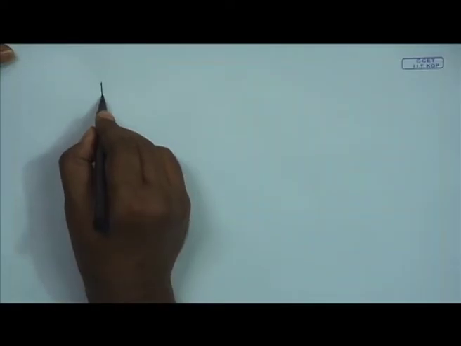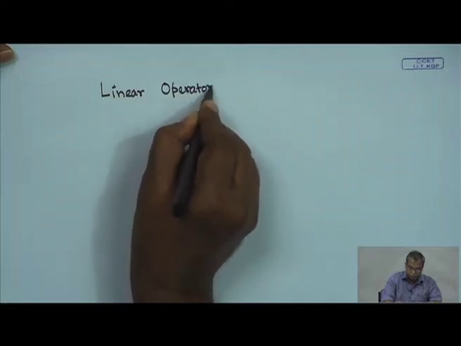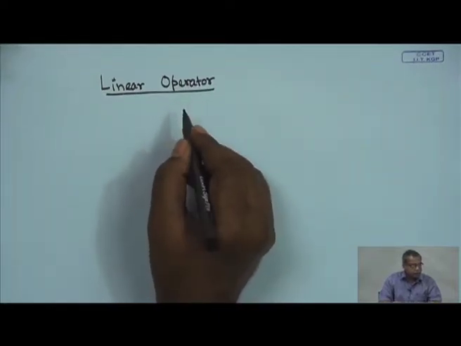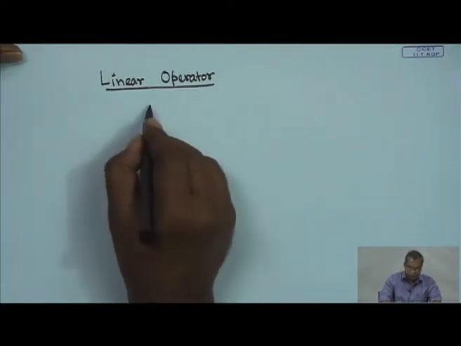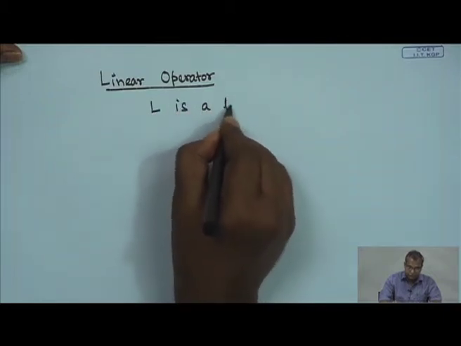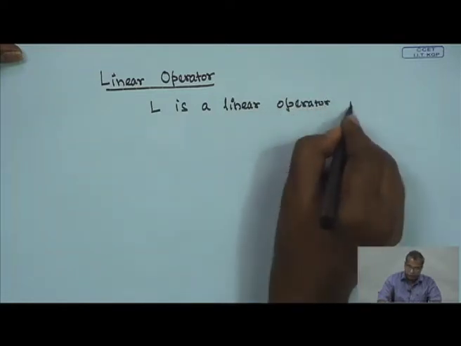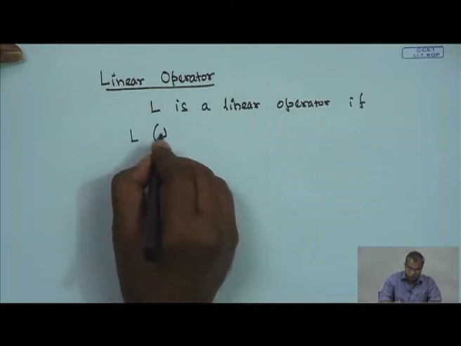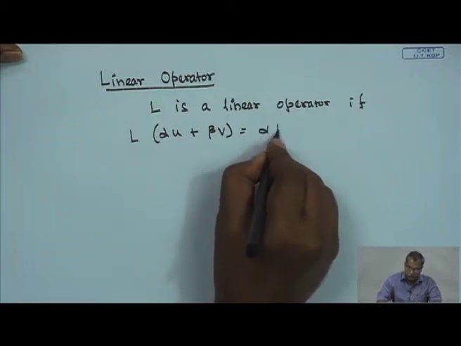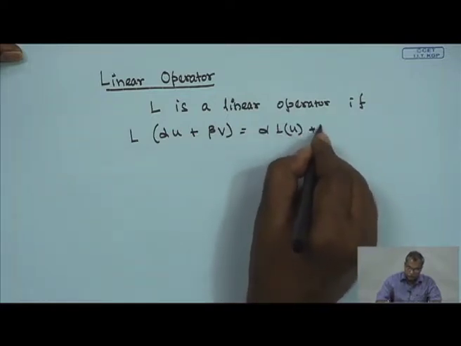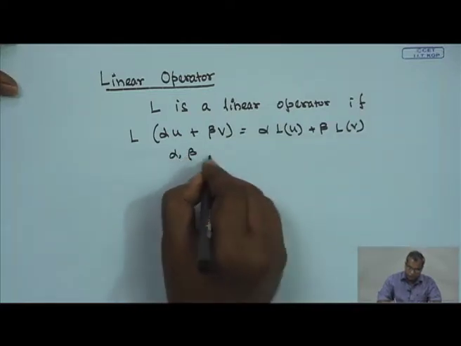Then we will define what is called a linear operator. This is very important. So, L is a linear operator if L(αu + βv) = αLu + βLv, where α and β are two constants.